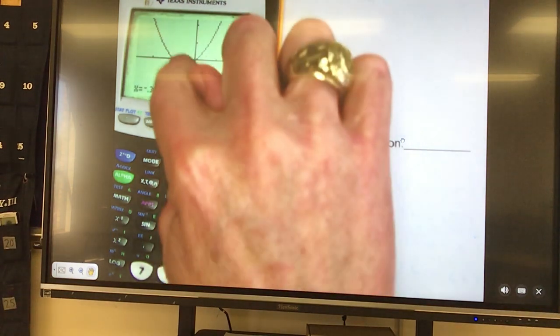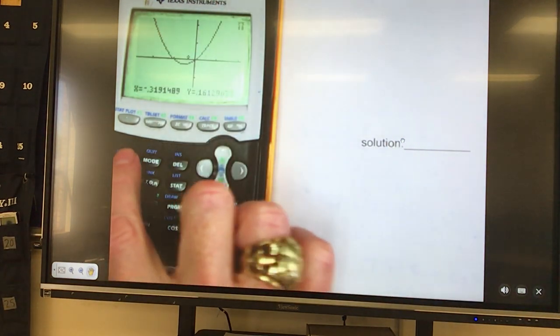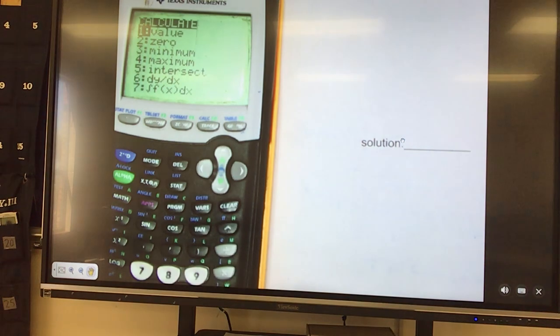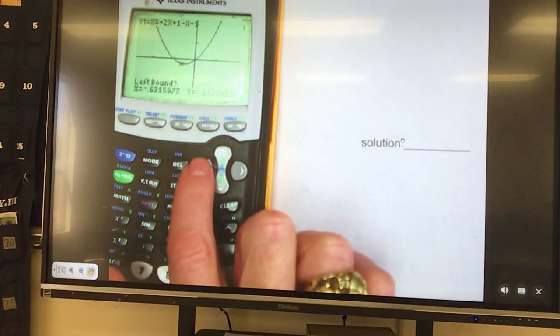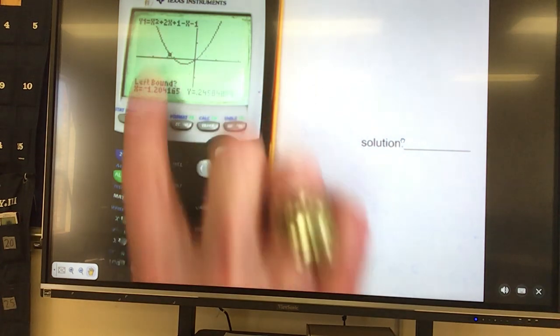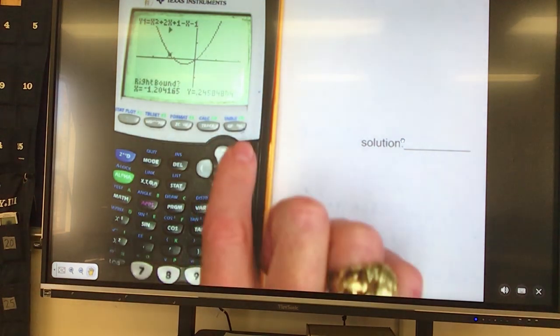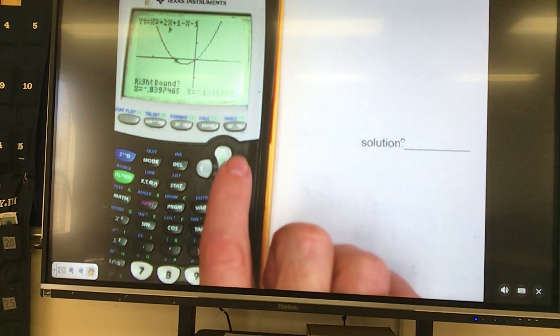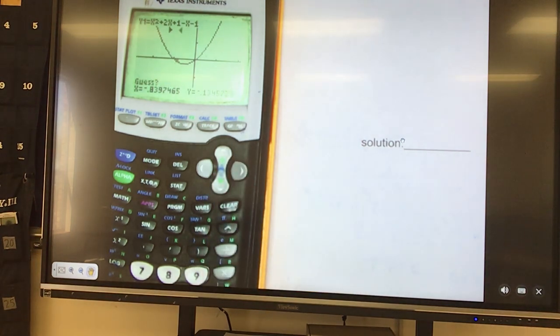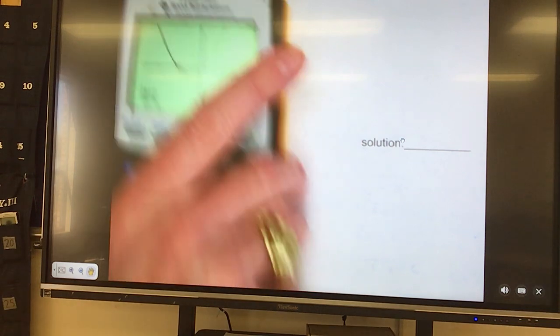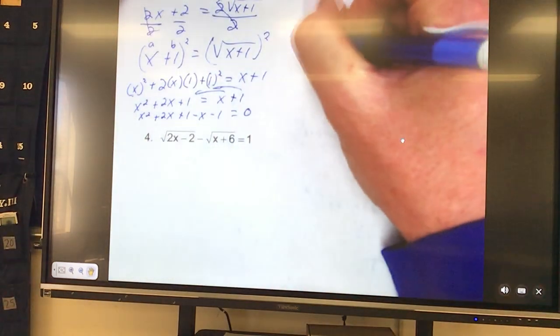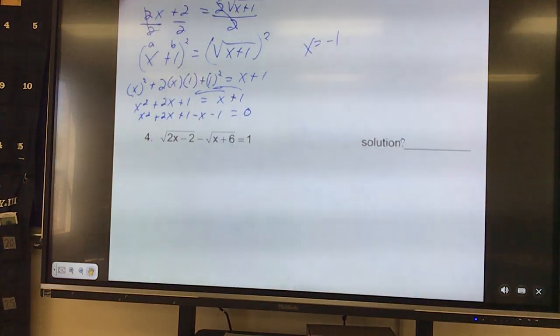So let's find the first one, the first 0. Second trace, number 2 for 0. Move my little spider over to it says left bound, so I am clearly to the left of that 0. Hit enter, right bound, move it clearly to the right, hit enter, guess, hit enter, and it tells me -1. So one answer choice is x equals -1.